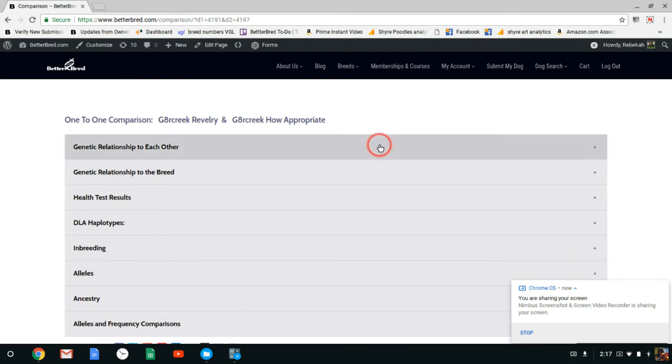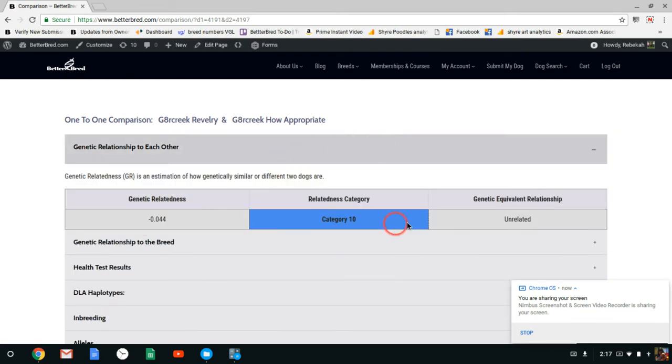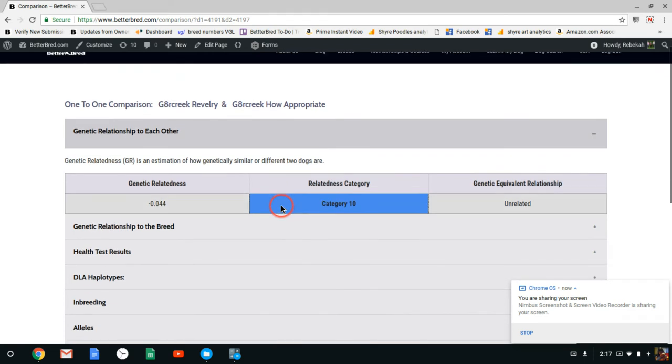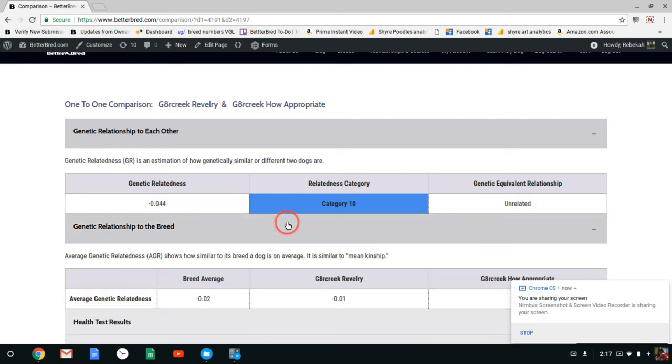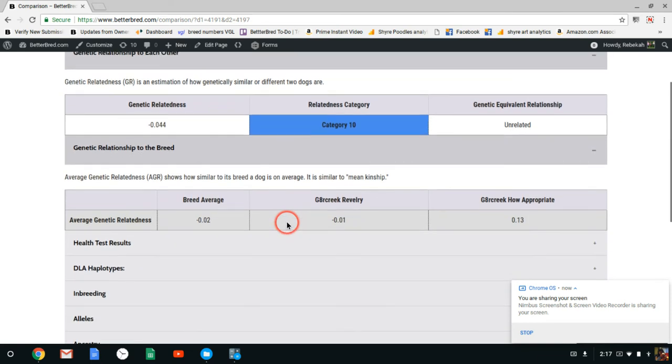So how closely related are they to each other? Here you can see they're coming up as category 10, which should be unrelated. Now, these two dogs in terms of pedigree are related. I forget how close, but it's a fairly close line breeding. You can see it in the first 3 generations. How are they related to other dogs in the database? Breed average genetic relatedness is -0.02. How Appropriate is very related to other dogs in this database, but Revelry is right around your breed average.